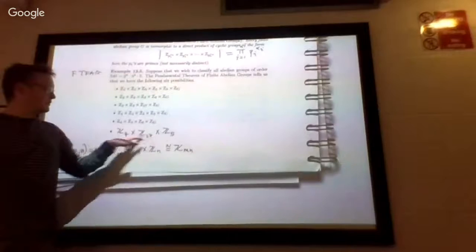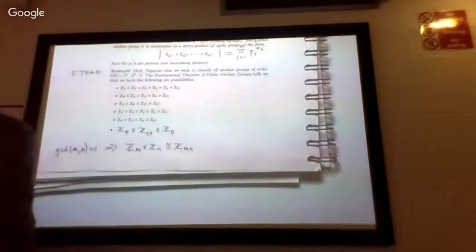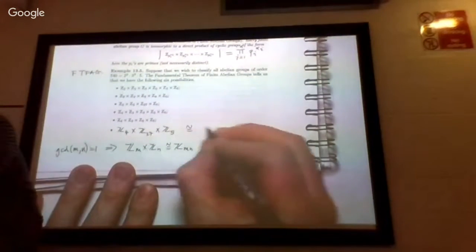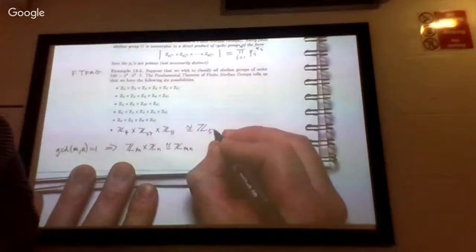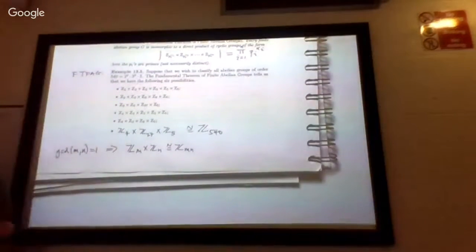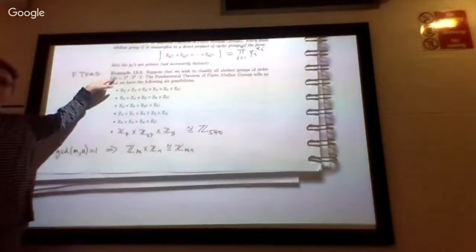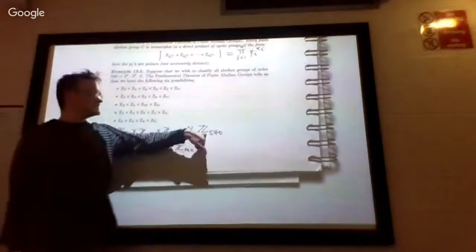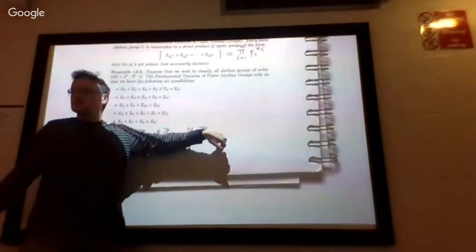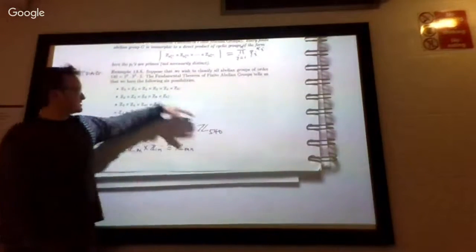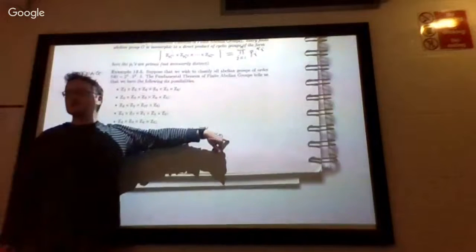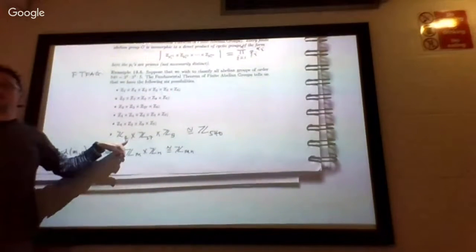4, 27, and 5 are all co-prime to one another. So this is actually isomorphic to Z540. Maybe somebody should have said at the start, hang on a minute, cyclic group, abelian groups of size 540, surely Z540 is one of those. So we should have maybe asked ourselves where on this list was Z540. Well, it's here, it's the last one.